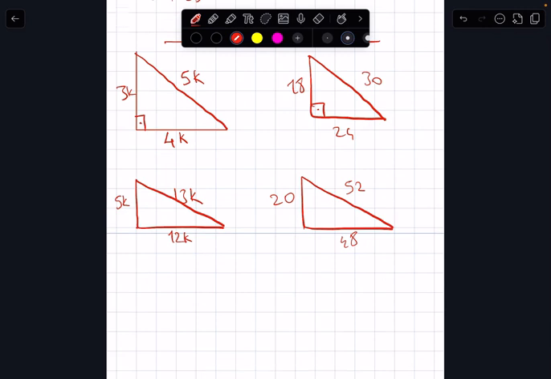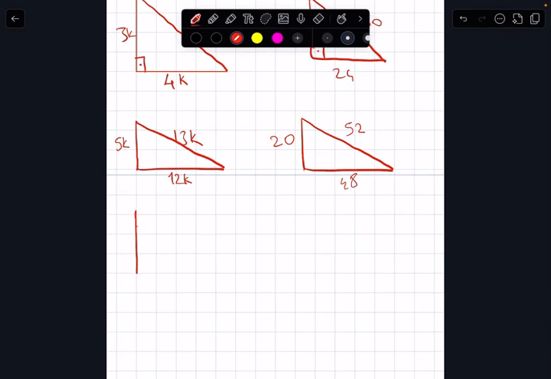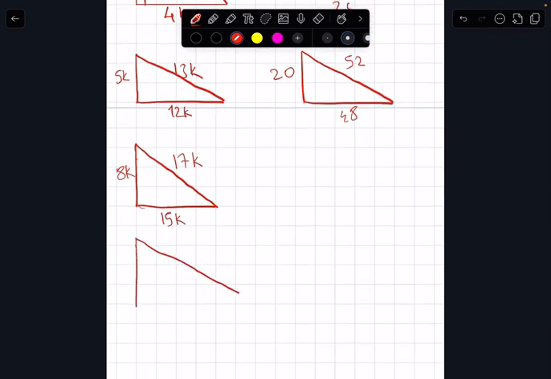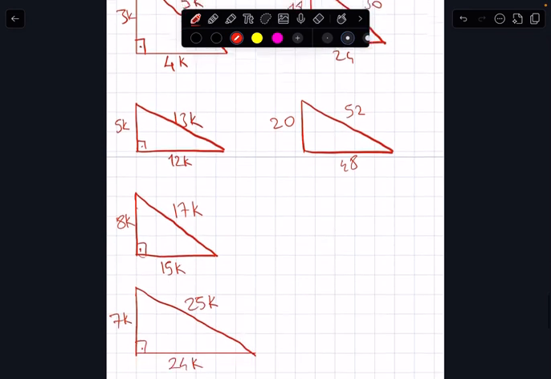Okay. Next one. 8K, 15K, and 17K. Next one. 7K. These are all right triangles. Please keep that in mind. 7K, 24K, and 25K. I think that's it. Yeah. These are for the lengths of the sides.